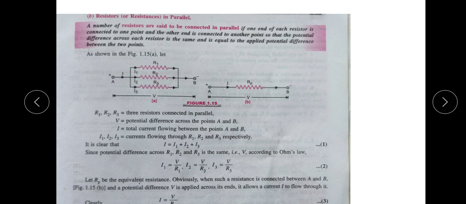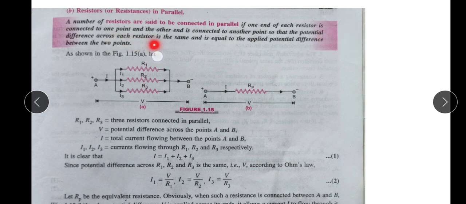Here we connect, if one end of each resistor is connected to one point and the other end is connected to another point, so that the potential difference across each resistor is the same and is equal to the applied potential difference between 2 points. Make it clear.